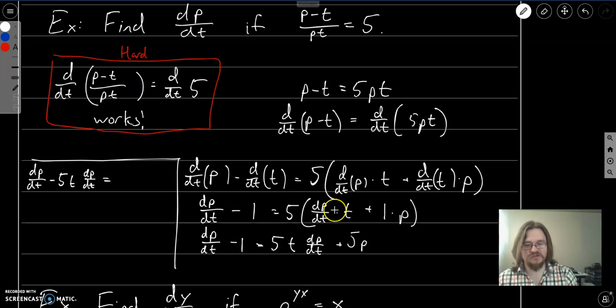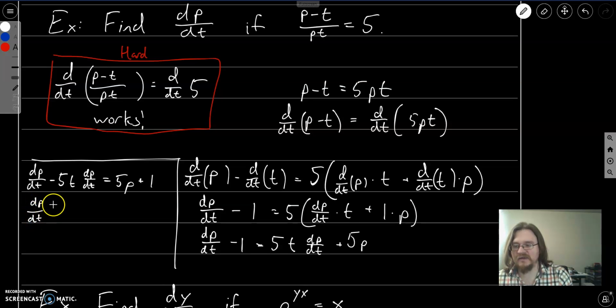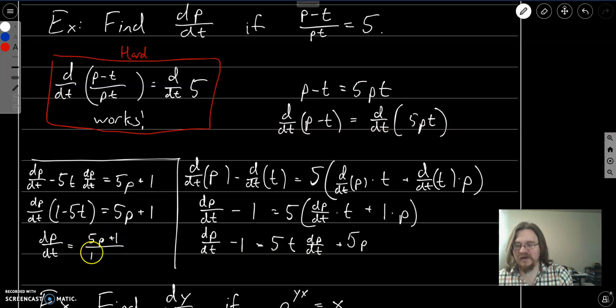Right, because I have to distribute the 5 to both of them. So then this would be 5p, and then I'm subtracting 1 there, so I'll add 1 to that side. And we're nearly done. I can pull out a dp/dt. So I'm left with (1 - 5t) dp/dt is equal to 5p + 1. And solving for dp/dt will be (5p + 1)/(1 - 5t).